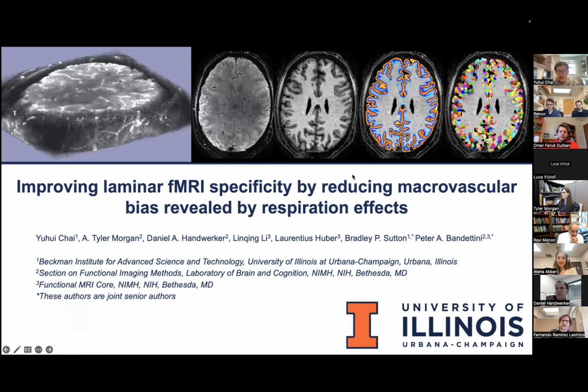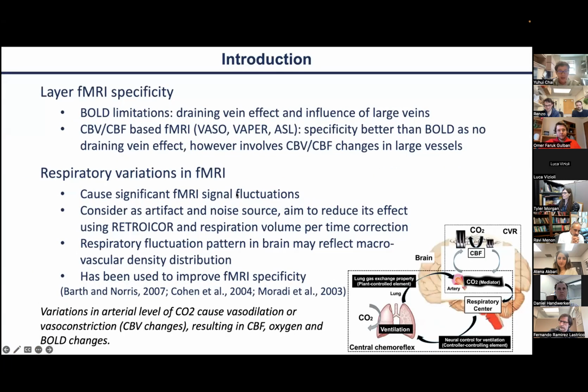So in this work, we test a very simple idea. Use the respiration variation in normal fMRI, and use this information to reduce the macrovascular bias and then improve laminar fMRI specificity. And some background introduction for layer-fMRI specificity.